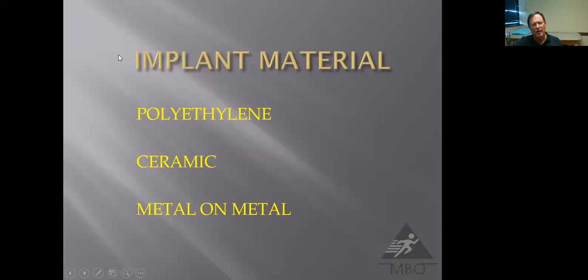So talking about some of the, I don't say controversies, but so you're going to have a hip replacement. What are the options? What are the things that are different? So there are different types of material. And the first thing we talk about is the interface between the ball and the cup. The ball is going to either be metal or ceramic.